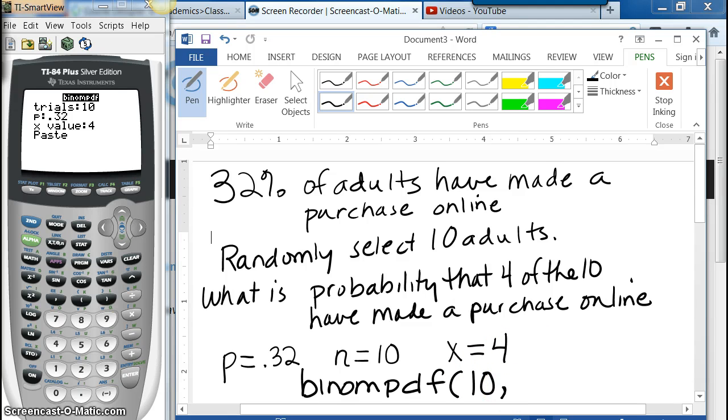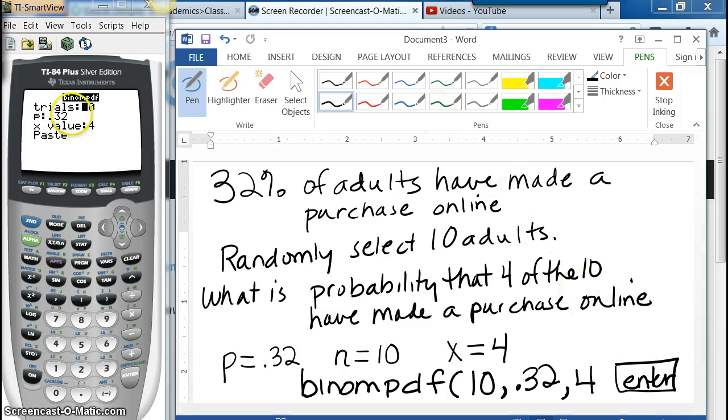Then you're going to use your comma key, and your comma key on your calculator's right here. Then you're going to put in the 0.32, then the comma key again, then the 4, and then you can just touch your enter button in the lower right hand corner.